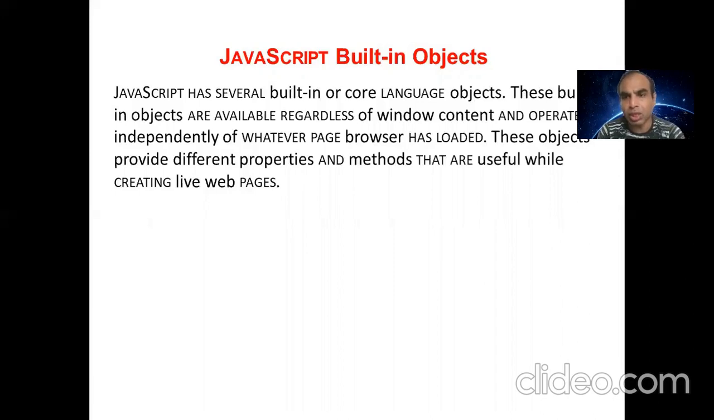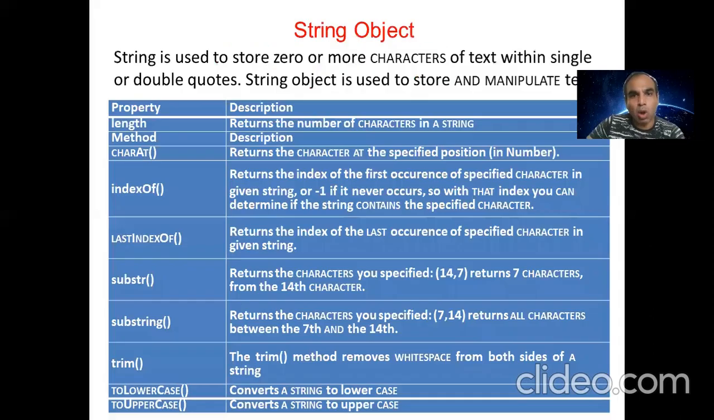When you create a web page, its interactive part is done by JavaScript, and we can do that with built-in objects. We have already seen that HTML cannot do calculations, HTML cannot show the date and time, and HTML cannot do the validation or interactive part. That work we can do through JavaScript, using built-in objects.